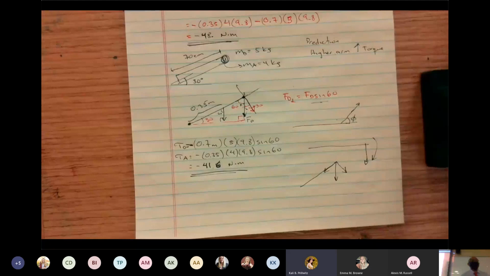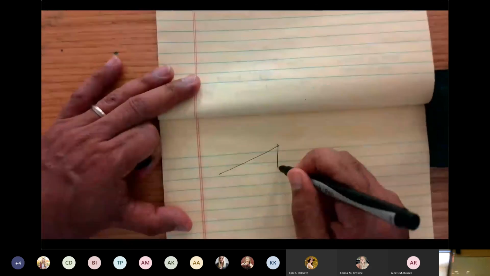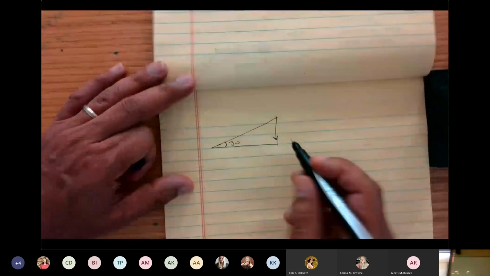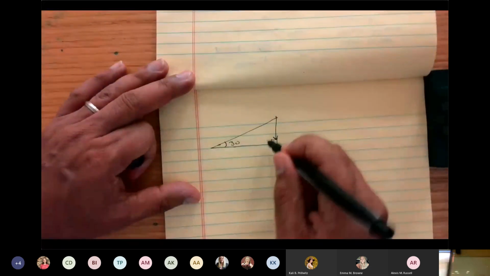Could you explain how you use sine of 60? Why you're using sine instead of cosine? You can either use sine of 60 or cosine of 30. So you have 30 here. This is going to be 90. And this one over here is going to be 60, right?